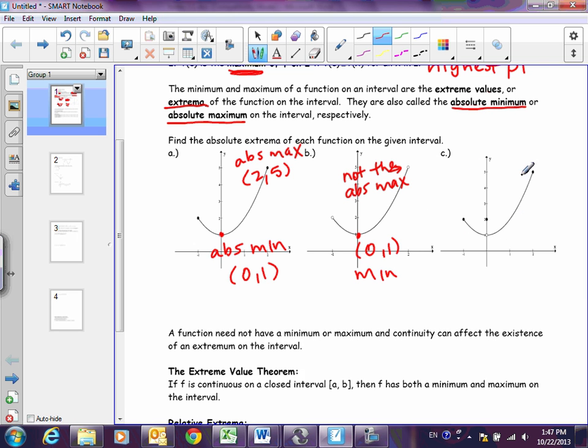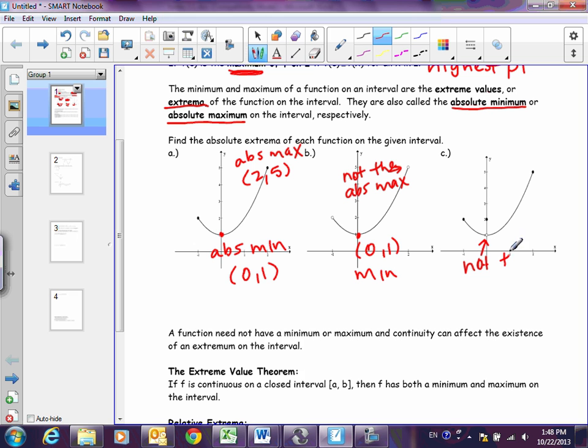Then we get to C, and in this case, we kind of messed around with the minimum. There's a hole at the minimum, and there's a point above it. So what's the deal with the minimum? Is the absolute minimum still 0, 1? No.